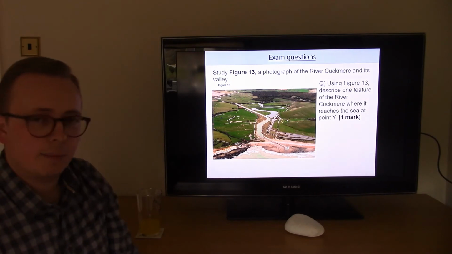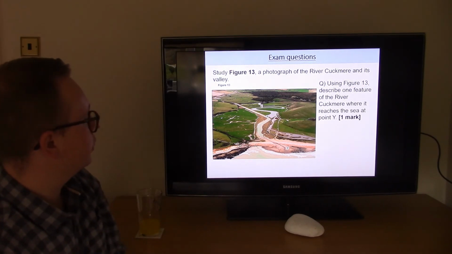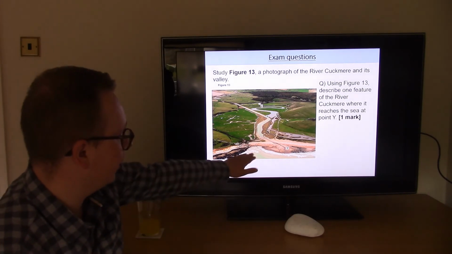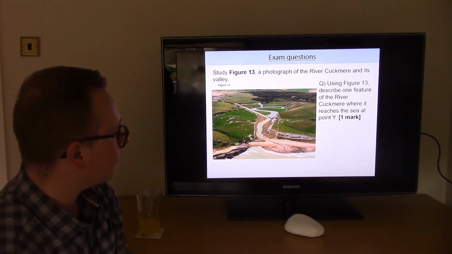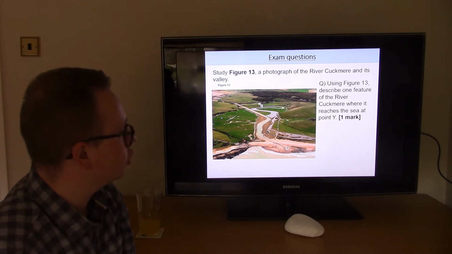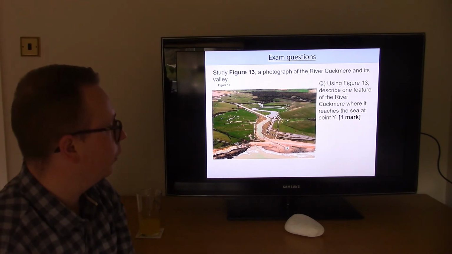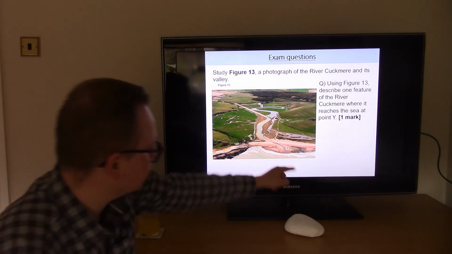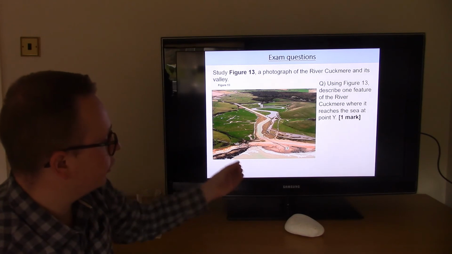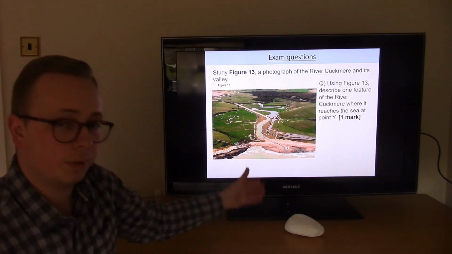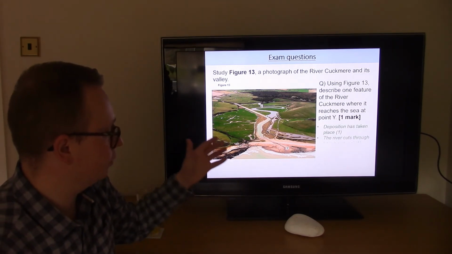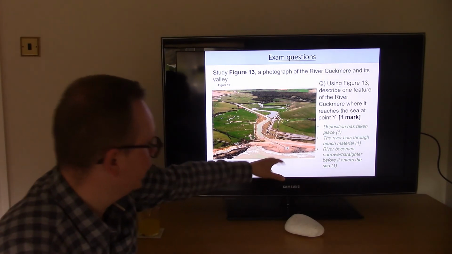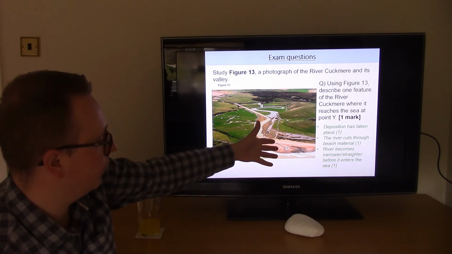Another question then, this time a 1 marker. We've been given another figure, figure 13 here, a photograph of the river Cuckmere and its valley. We can see the sea down in the foreground here, so we're at the coast. And it says, using figure 13, describe one feature of the river Cuckmere where it reaches the sea at point Y. So here's point Y down here. Now, to me the most obvious thing to talk about here, particularly in relation to what we've been talking about today as a process, is we've got deposition. We can see this mound of sediment here right at the mouth of the river, so we can say that deposition has taken place here.